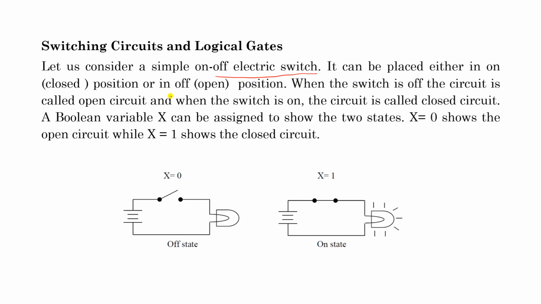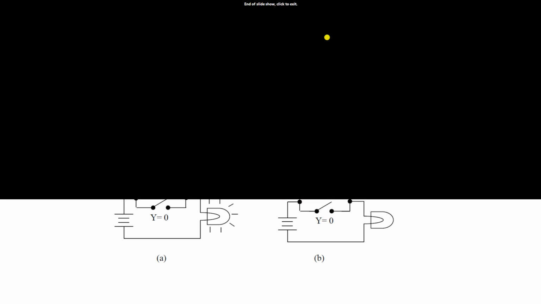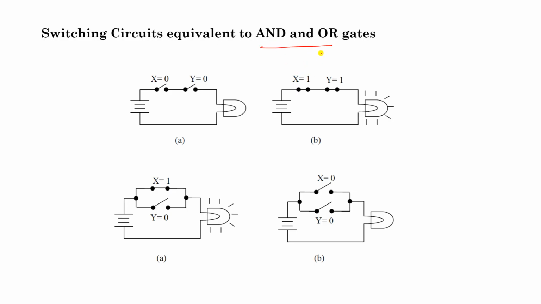When the switch is off, the circuit is called an open circuit. When the switch is on, the circuit is called a closed circuit. So this is the on state, the closed state, and this is the off state, the open state. So we can assign a Boolean variable x for this. This is the open circuit, x equal to 0, and x equal to 1 shows the closed circuit. Now look at this, the relation between switching circuits and their equivalent AND and OR gates.